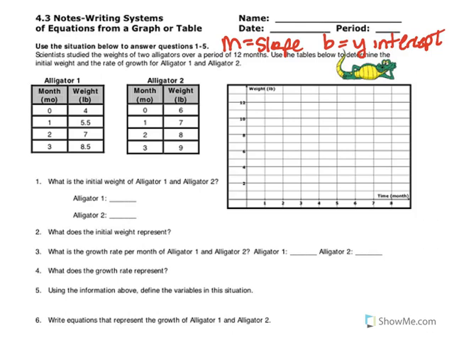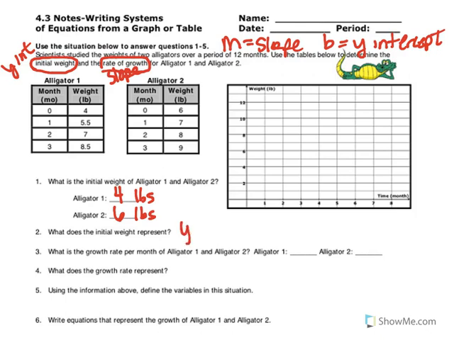Now, look, guys, anytime you start seeing something about a rate of change, a rate of growth, we're talking about the slope. If we can figure out the rate of growth, we've got the slope. And the y-intercept is always where we start. So if we can figure out the initial weight, that's going to be your y-intercept. So let's take a look here. It says, what is the initial weight of alligator 1 and alligator 2? Well, alligator 1, at 0 months, he was 4 pounds. Alligator 2, 6 pounds.